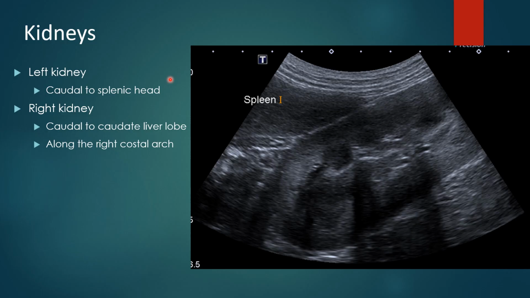So remember, those kidneys are pretty dorsal. If you think about what they look like on a lateral radiograph, they're pretty dorsal. So if you keep hitting intestines, you may not be dorsal enough, you may not be lateral enough.